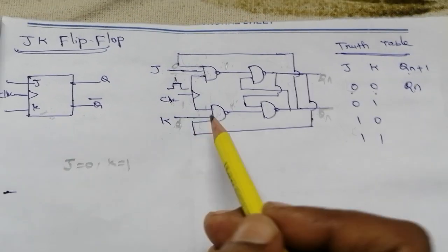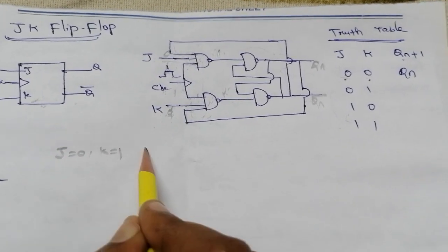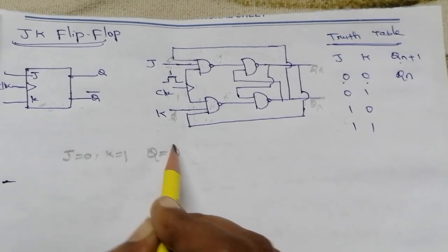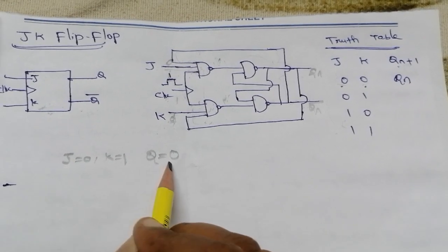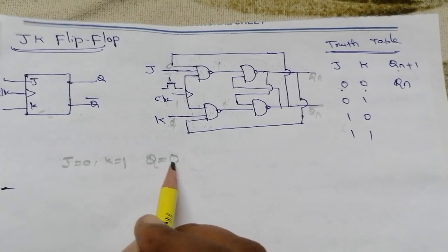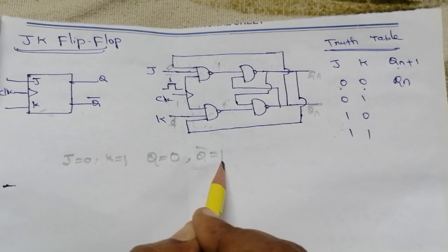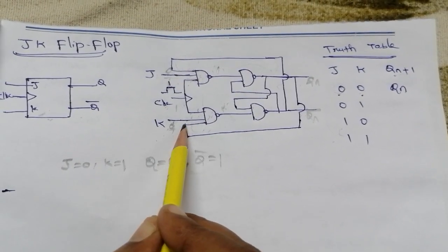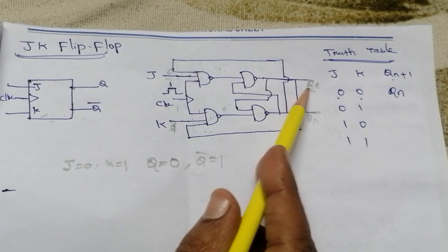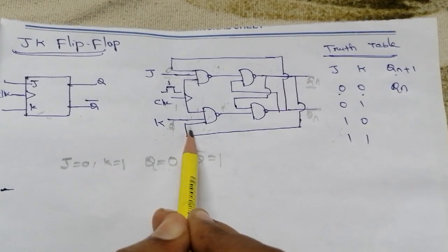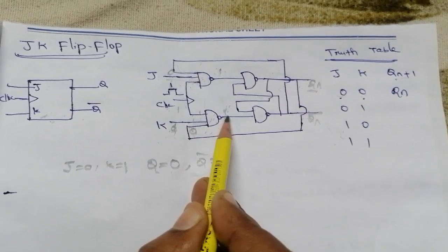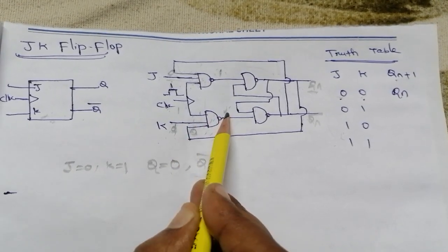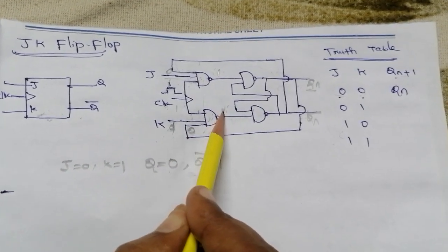So for that I'm going to consider 2 cases of past output. The first case: I'm assuming the past output is 0. If Q is 0, then Q bar is 1. Now what is the third input of this gate, which is connected to here? It is the Qn value, so the third input is 0. Now the output of the NAND gate: the input is 1, 1, 0. So the 1, 1, 0 combination provides the output 1, right?